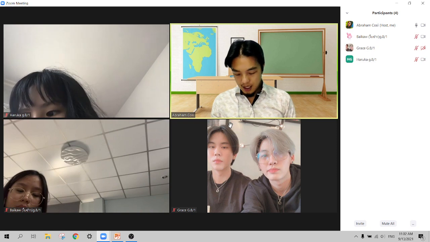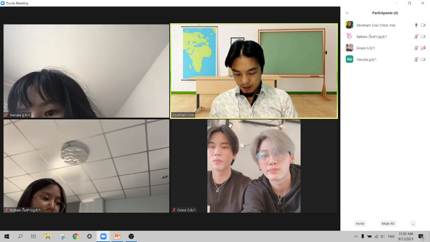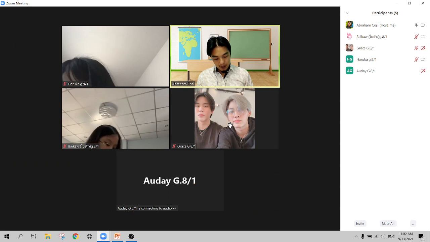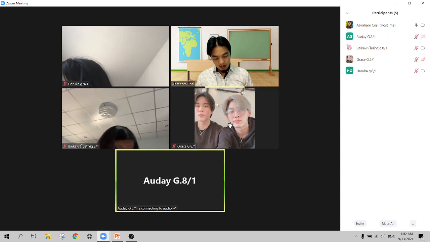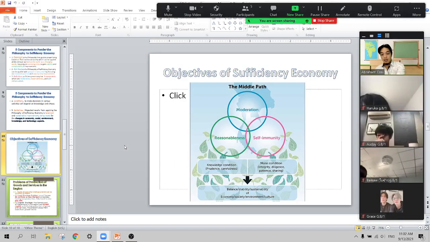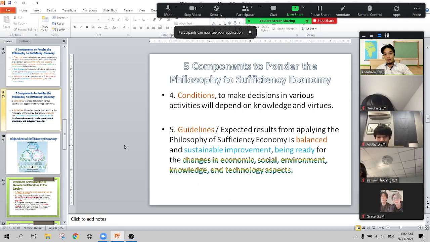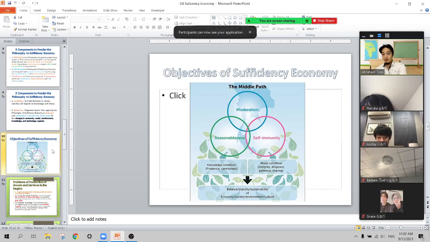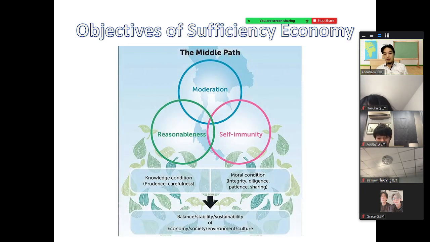From last week's meeting, we stopped the discussion on the objectives of sufficiency economy. Let me just share the screen. Here is a diagram of the middle path, or the philosophy of sufficiency economy, wherein we have the three components: moderation, reasonableness, and self-immunity.